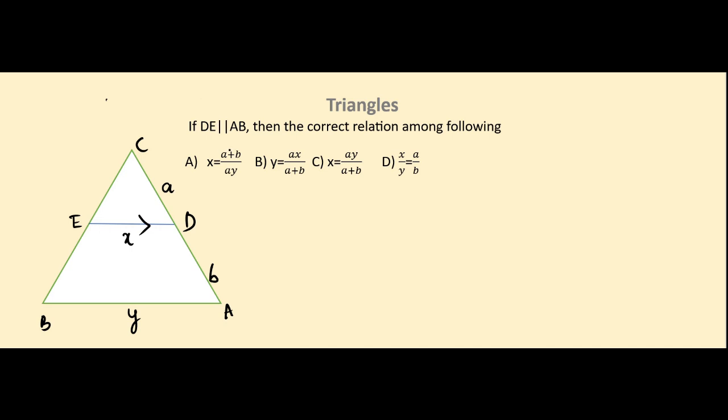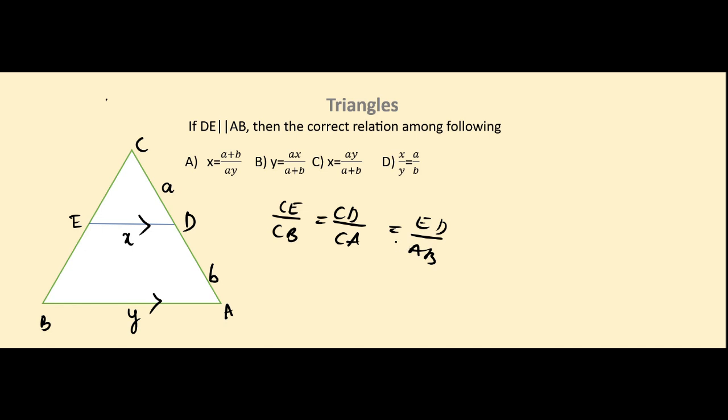Next is, if DE is parallel to AB, then the correct relation among the following. So they have given DE is parallel to AB. Then we have to find the relationship between these. Again, by the basic proportionality theorem, that is BPT, what can we write? We can write, if DE is parallel to AB, then CE divided by CB is equal to CD divided by CA is equal to ED divided by AB.